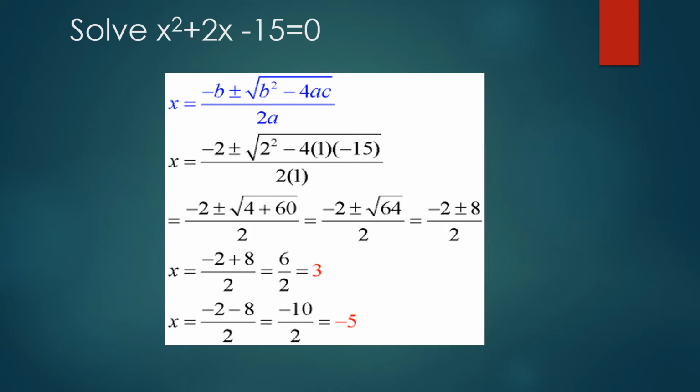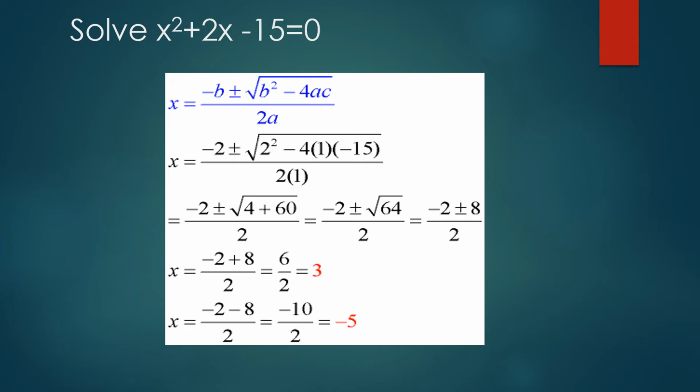By solving that, minus 2 plus or minus root 4 plus 60 divided by 2, that is minus 2 plus or minus root 64 divided by 2. Root 64 is 8. So minus 2 plus or minus 8 divided by 2. From that we can find x is equal to minus 2 plus 8 divided by 2, which is 6 divided by 2, that is equal to 3.